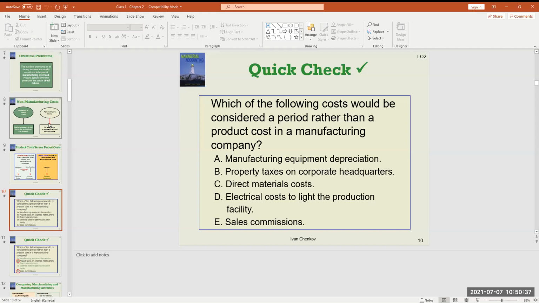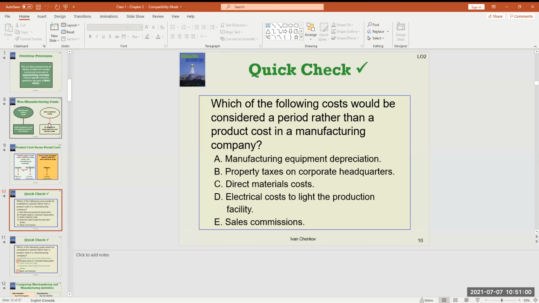Okay, next one. Property taxes on the corporate headquarters. Period cost, right? That's not related to any manufacturing and anything like that. So directly period cost. Good. Next one. Direct material cost. Product cost directly, right?